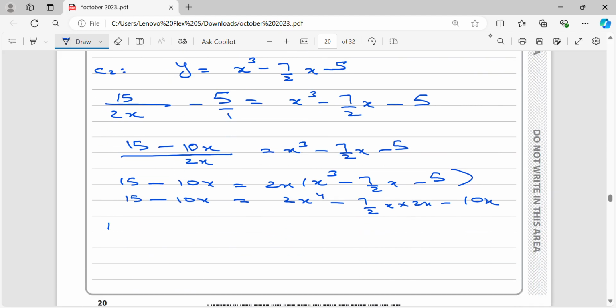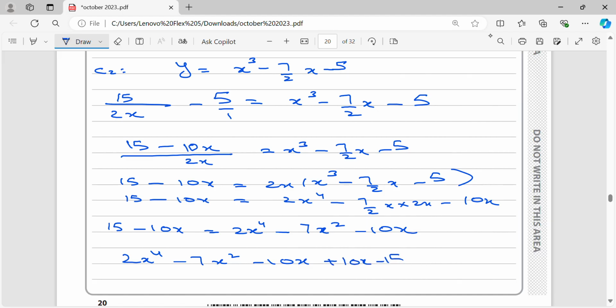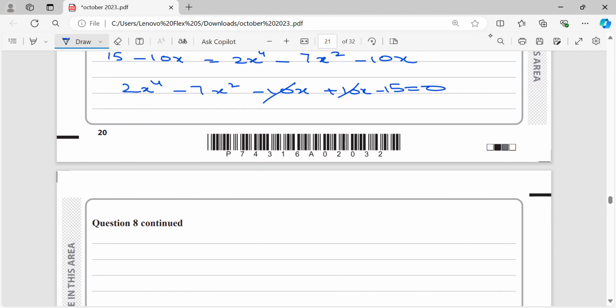Okay, so 15 minus 10x equals 2x raised to the power 4, minus 7 over 2x into 2x is 7x squared, minus 10x. Collect like terms together. Negative 10x plus 10x gets cancelled. 2x raised to the power 4 minus 7x squared minus 15 equals 0.